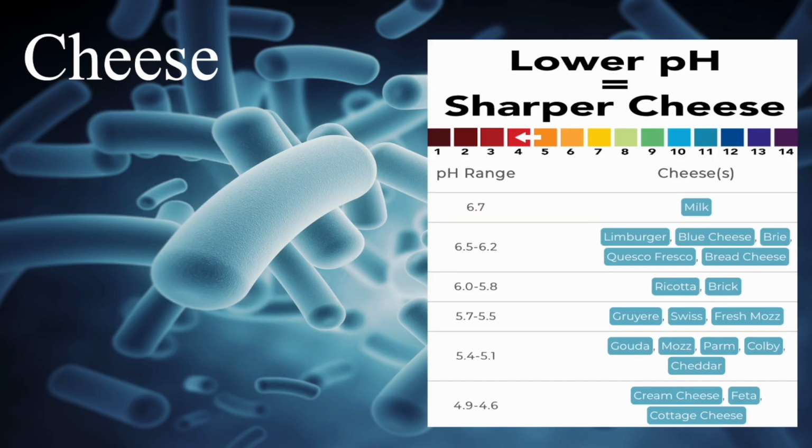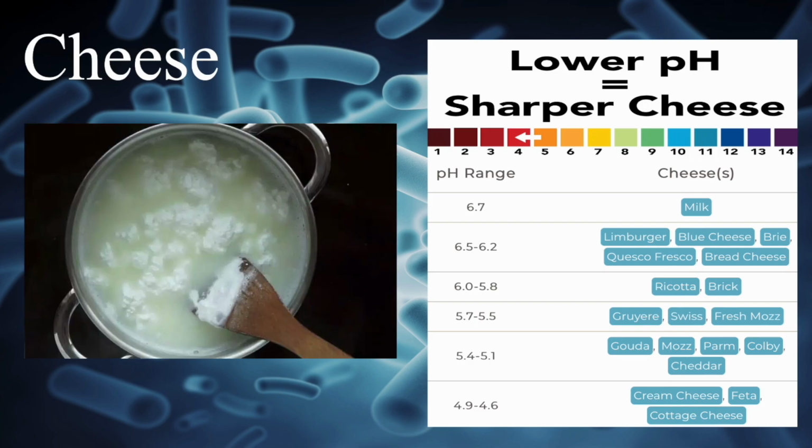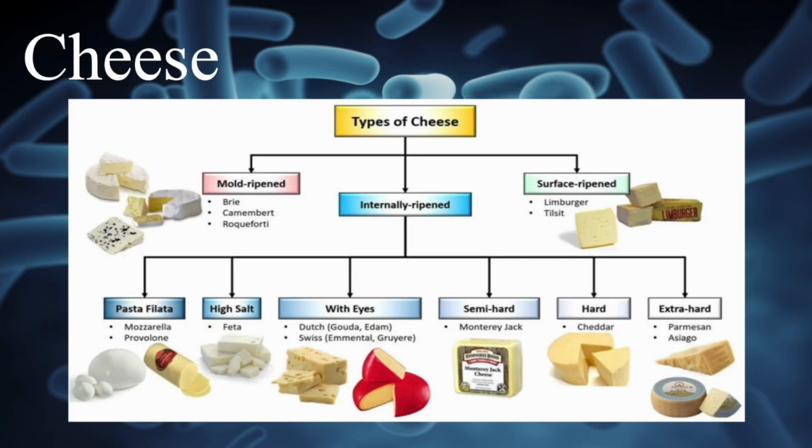Neutral pH is a pH of 7. Milk has a pH of 6.7. Therefore, the sharper the cheese, the lower the pH. This acidification process causes the milk to curdle, forming what's known as curds and whey. Some cheeses require additional bacteria or even molds to be added later in the process to aid in ripening or aging.